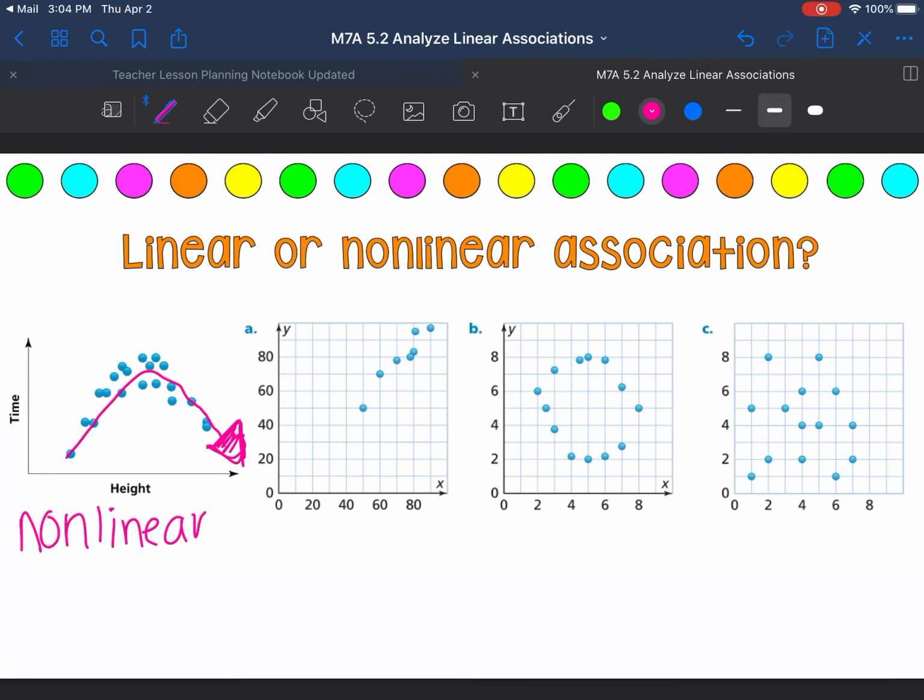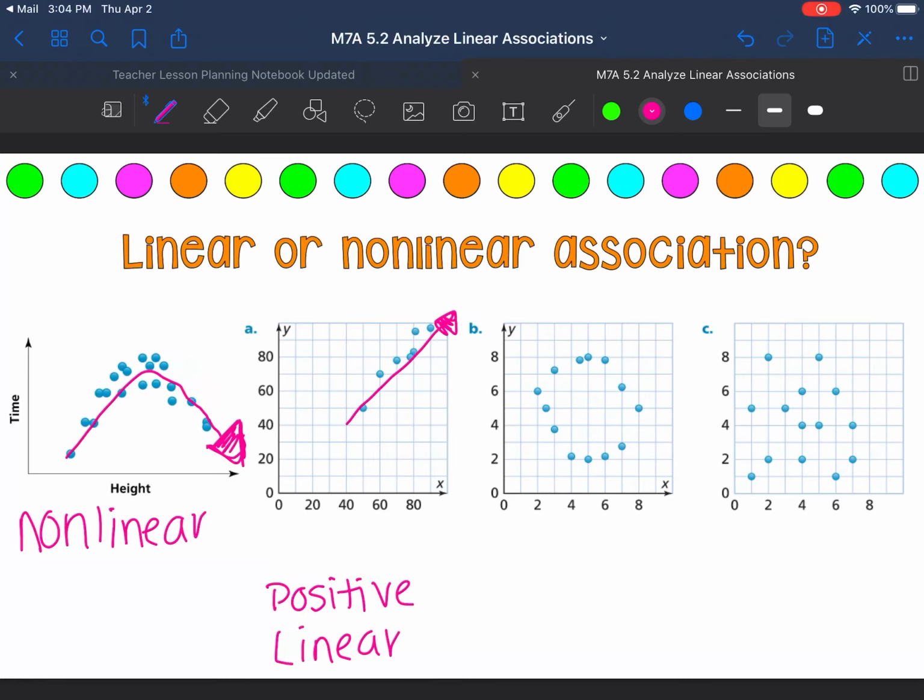Okay, let's take a look at example A. First thing I want to do is draw my trend line. Remember, do the best you can at drawing these trend lines. Well, one, that's a straight line, so we know that it's going to be linear, but now let's look at some more things. Is it a positive or a negative linear association? Well, we know it's going in an upward motion, like when you're on your roller coaster, you're going up, so that must mean that it's positive.